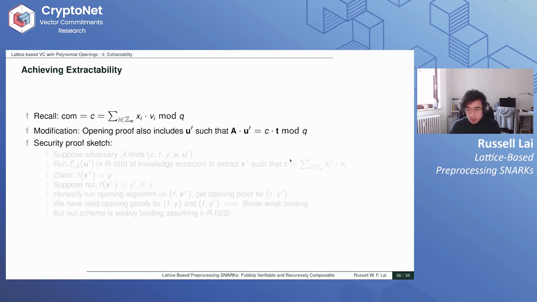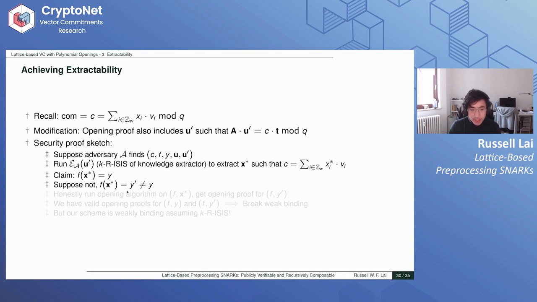So here's the proof sketch. Suppose we have an adversary that is able to produce a commitment, a function-image tuple, as well as an opening proof, which now consists of an opening u and a pre-image u, and also a new pre-image u' which we introduced above. Then using the CRISIS knowledge assumption, we are able to extract a short linear combination of these v_i to express the commitment c. And next, we simply argue that this extracted vector x star will satisfy f of x star equals y with very high probability.